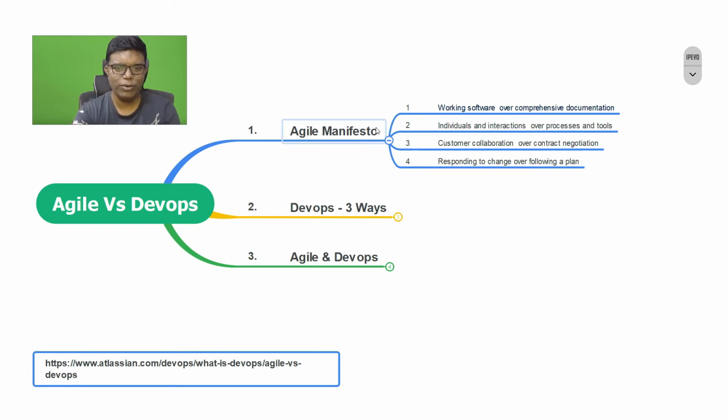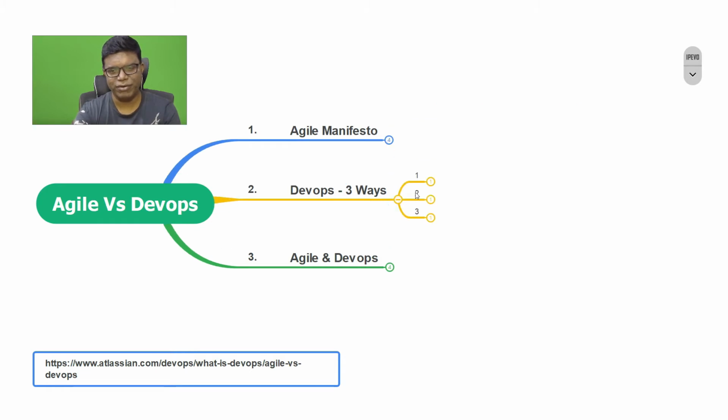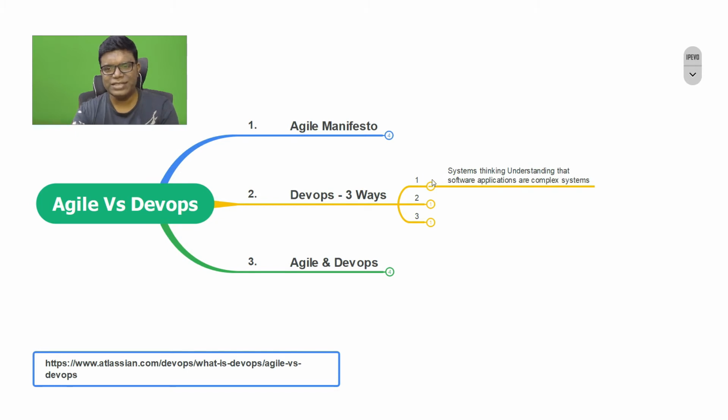Let's talk about the three important ways of DevOps. The first one is systems thinking: understanding that software applications are complex systems. This is called systems thinking. There are various moving parts, and various teams need to be involved, and they have to work together.